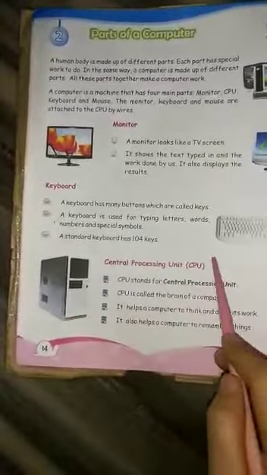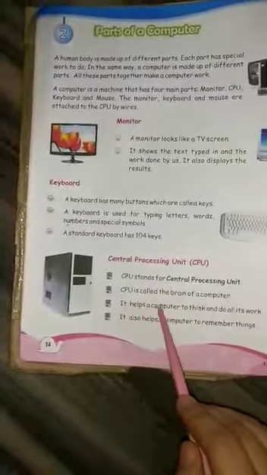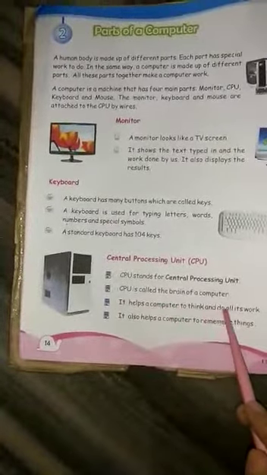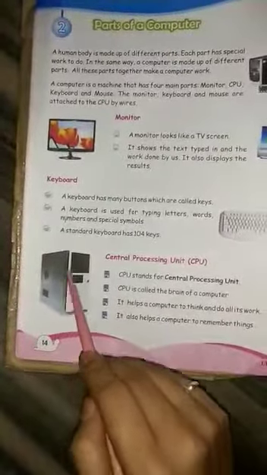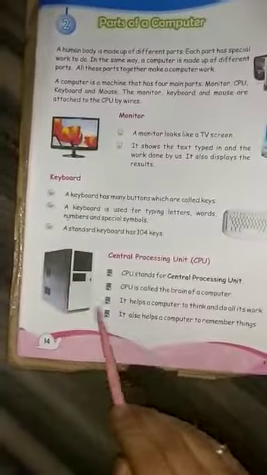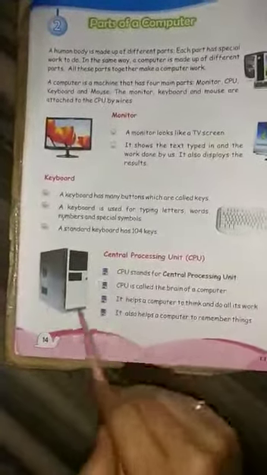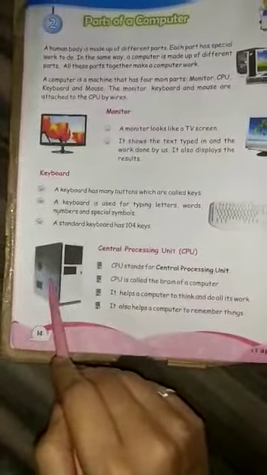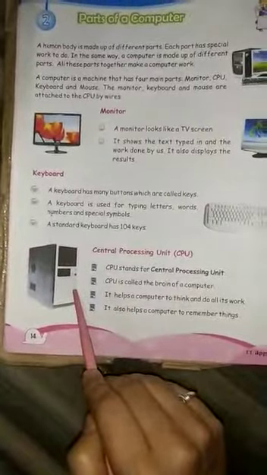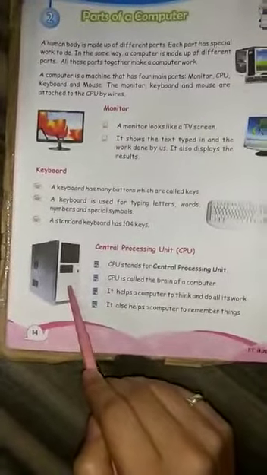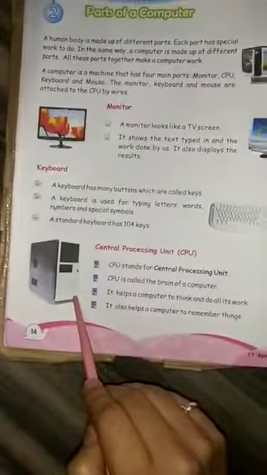Why is CPU known as the brain of a computer? Because it helps a computer to think and do all its work. CPU helps the computer to think and perform different tasks. It also helps a computer to remember things. CPU controls all the functions of a computer. Because of these reasons, CPU is known as the brain of a computer.